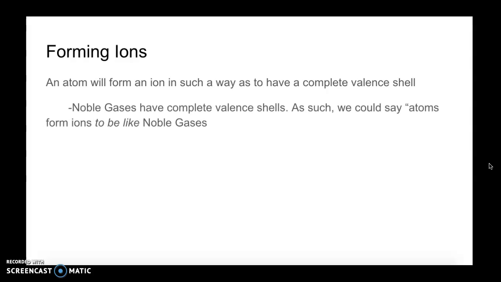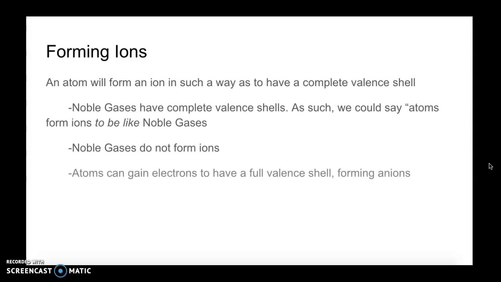The noble gases have complete valence shells, and so we could also say that atoms form ions to be like a noble gas. They're not a noble gas, but to be like a noble gas on the far right side. As such, the noble gases do not form ions. They already have a complete valence shell, so they do not need to gain or lose electrons.